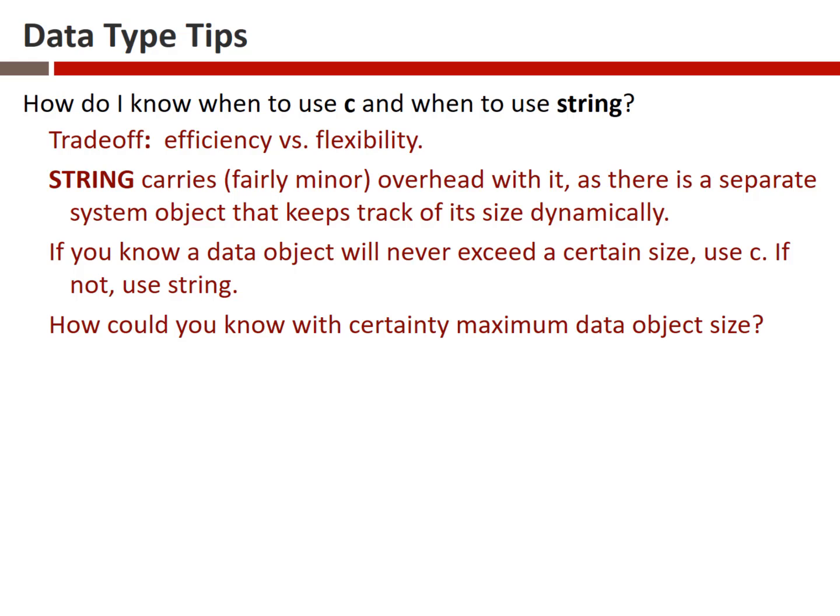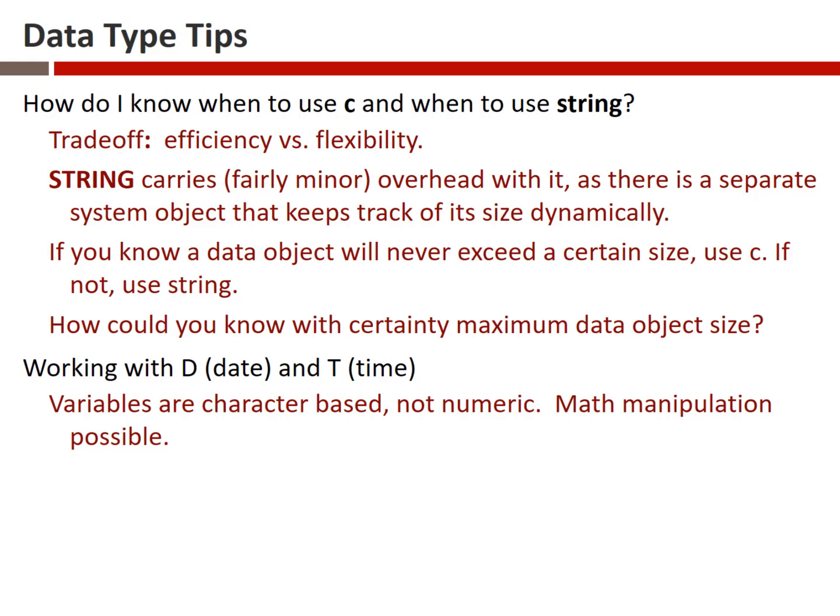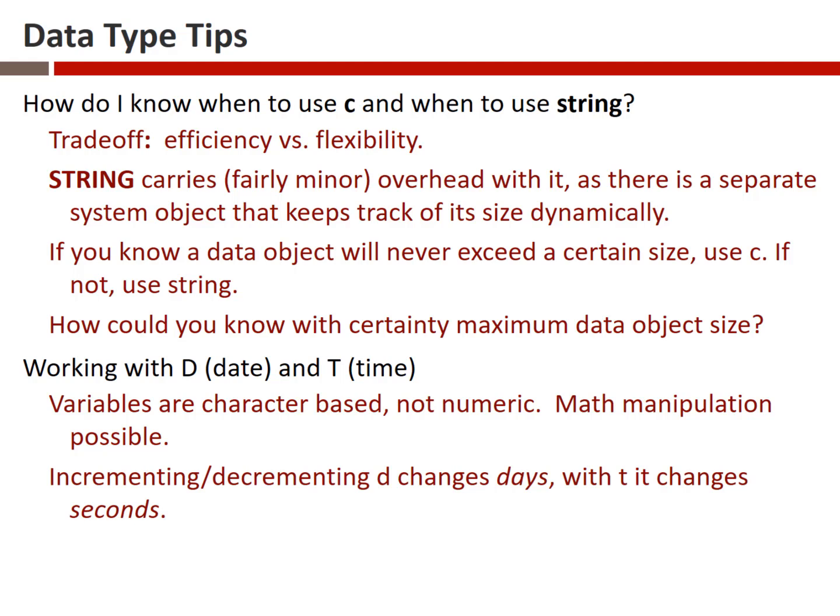The other thing to make note of before we start looking at specifics here is, let's talk for a second about working with date and time. I said that these are stored as characters. They're not stored as numeric values. That's to give us precision. But unlike numeric strings, and unlike strings and C strings, I can actually do math on these D and T data types. If for D I add 1, that's the equivalent of saying 1 day in the future.